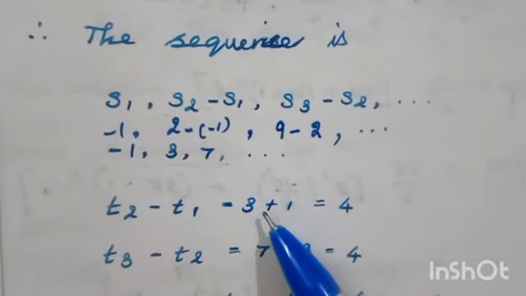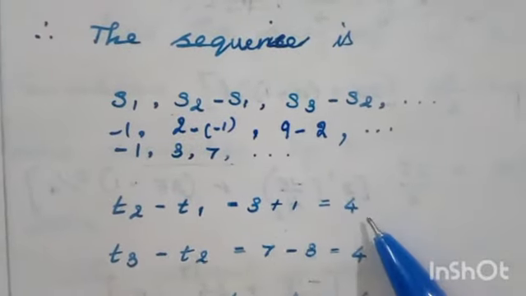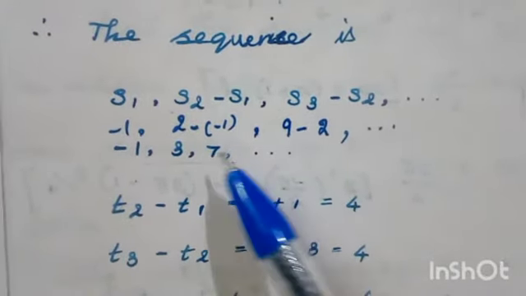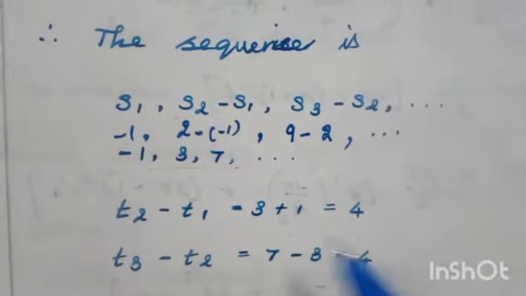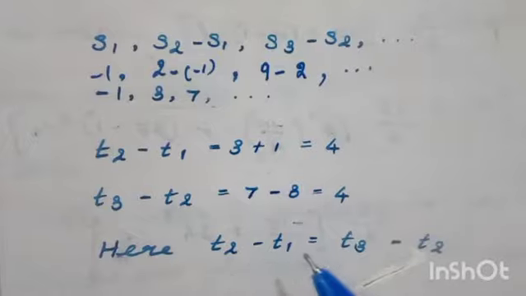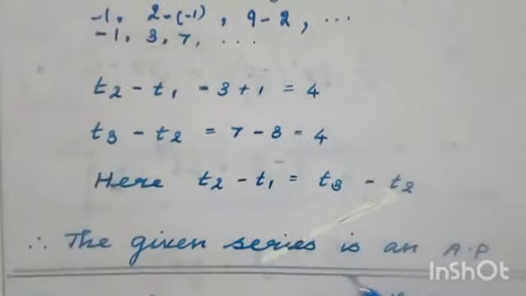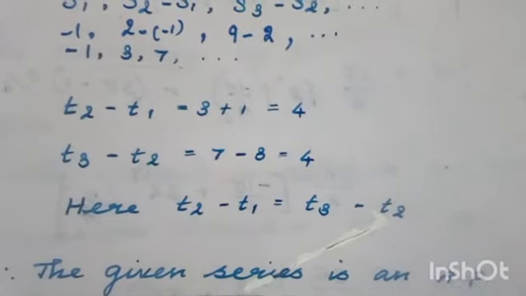So T2 minus T1 equal to 3, minus of minus 1 is plus, equal to 4. So T3 minus T2, T3 is 7, minus 3 equal to 4. So hence here T2 minus T1 equal to T3 minus T2. The given sequence is an AP.